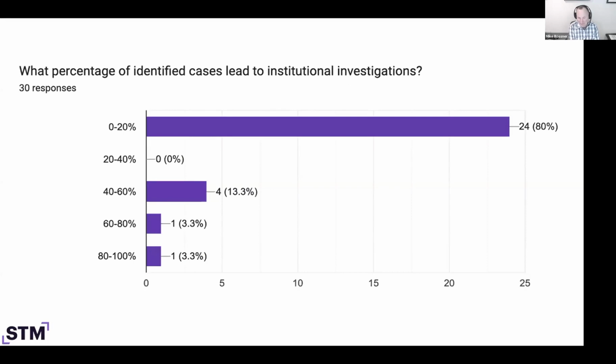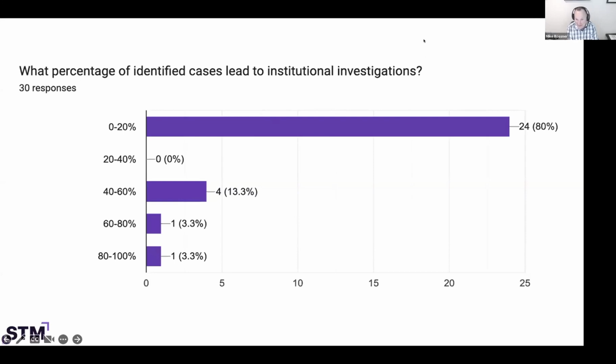And I wonder, what percentage of what gets reported leads to an institutional investigation? That's the question that would be interesting to me. Yes. The other thing that struck me is these 4 publishers or these 4 responders who got a 40 to 60% response from institutions to actually start investigations. I'd love to know who those are.